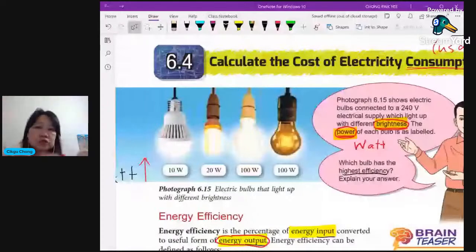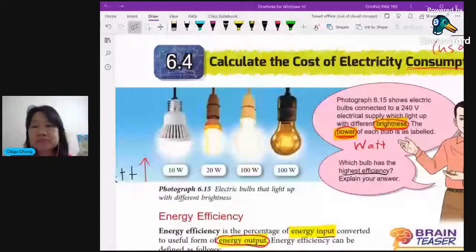Okay, now look at the different measurements here. This is called W. W is watts, W-A-T-T, watt. Watt is a measurement of power. The physical quantity is called power. Power means how good you are at doing the job given the amount of time.